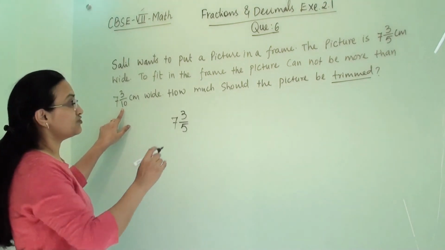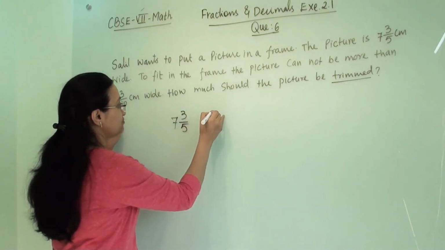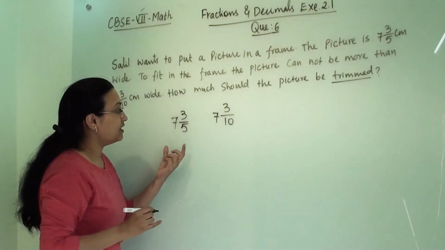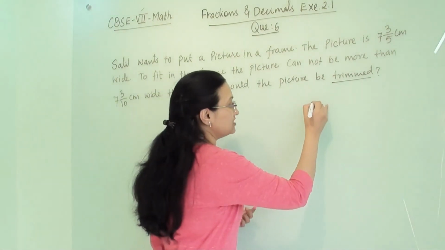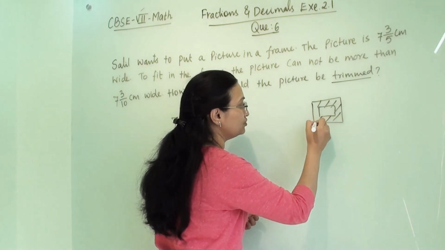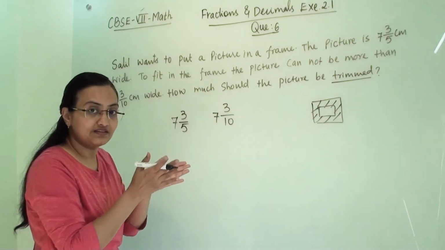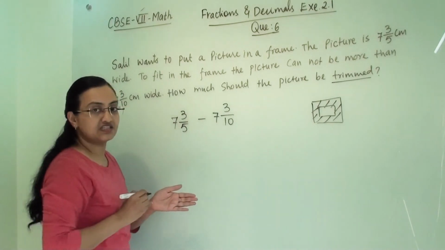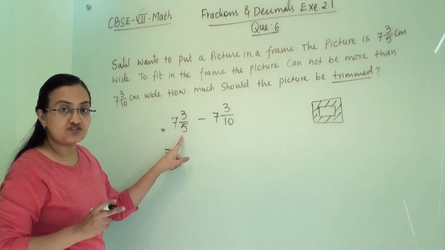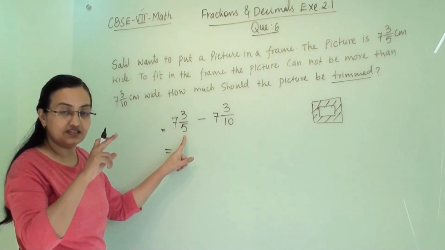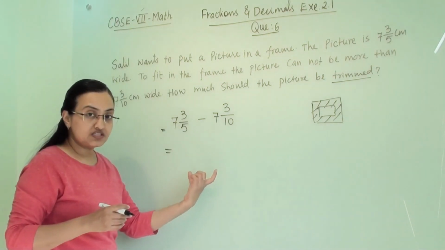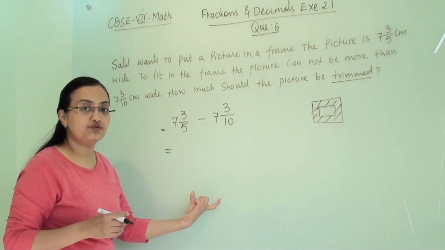And it should not be more than this. So this fraction will come last, 3 by 10. Now we have this picture and the frame is this. So how much do we have to cut? To do that we have to subtract. So here we are subtracting this. This fraction suggests that this much is the picture's width and this much it should be. The answer of this subtraction will tell us how much we have to trim the picture.